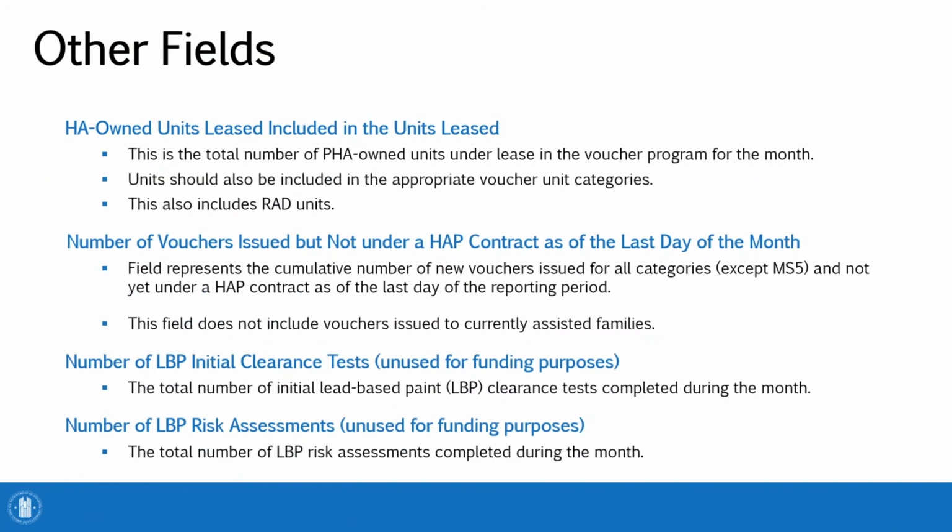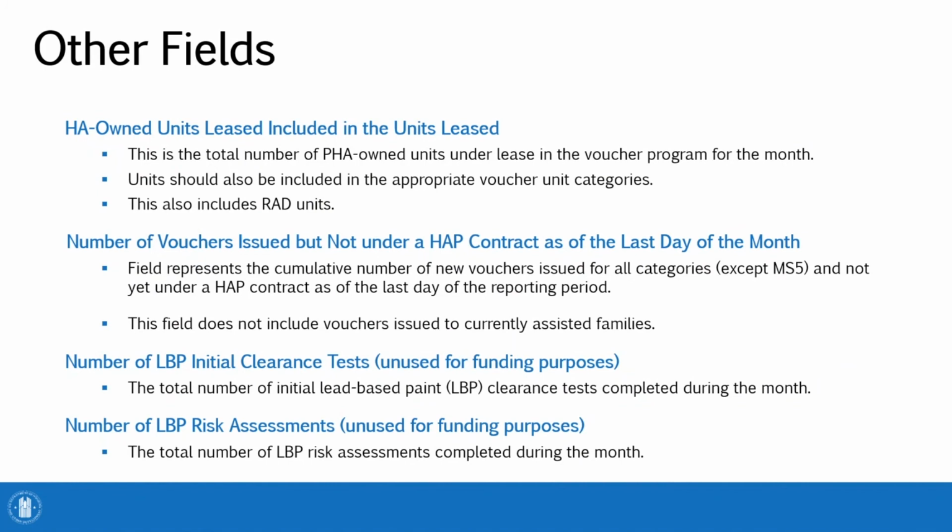Housing Authority owned units leased are included in units leased. This is the number of PHA owned units in the voucher program for the month. Units should include the appropriate voucher unit categories. This also includes RAD units.